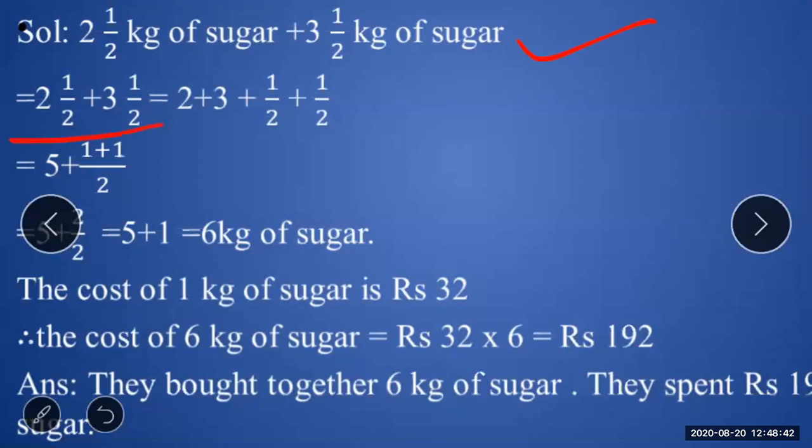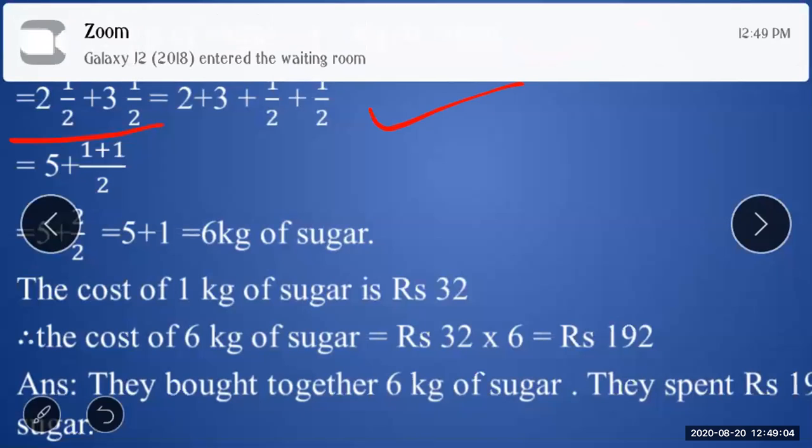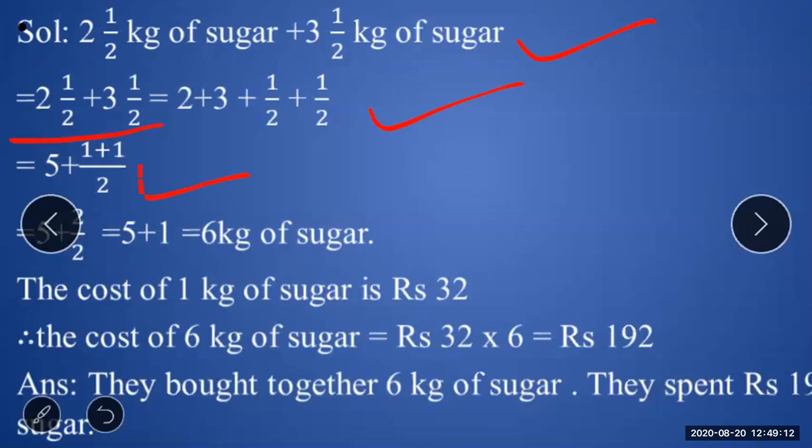Now the sum has started. In this addition sum, you have to add the integral part and then add the fractional part. Here 2 plus 3 as it is, plus 1 upon 2 plus 1 upon 2. We are not going to make the denominator common because it is already given in the book. So 1 upon 2 plus 1 upon 2. Here 2 plus 3 becomes 5, plus 1 plus 1 upon the common denominator 2.